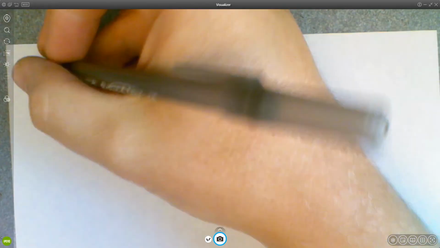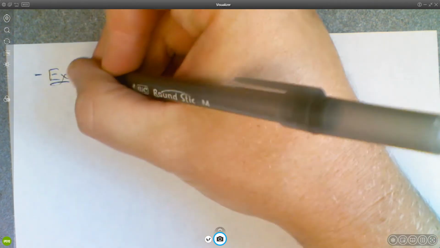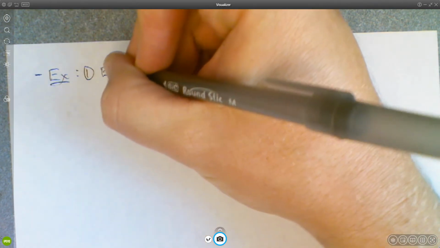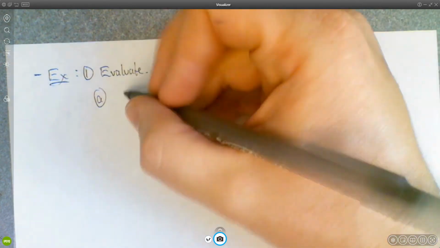So what I want to do is, I have 5 examples. I want to walk you through these, and I might not do all of them both ways, but I'm at least going to do a couple of them both ways, so you can get a sense for how this works, and maybe use the approach that you like best. So let's start with this one.